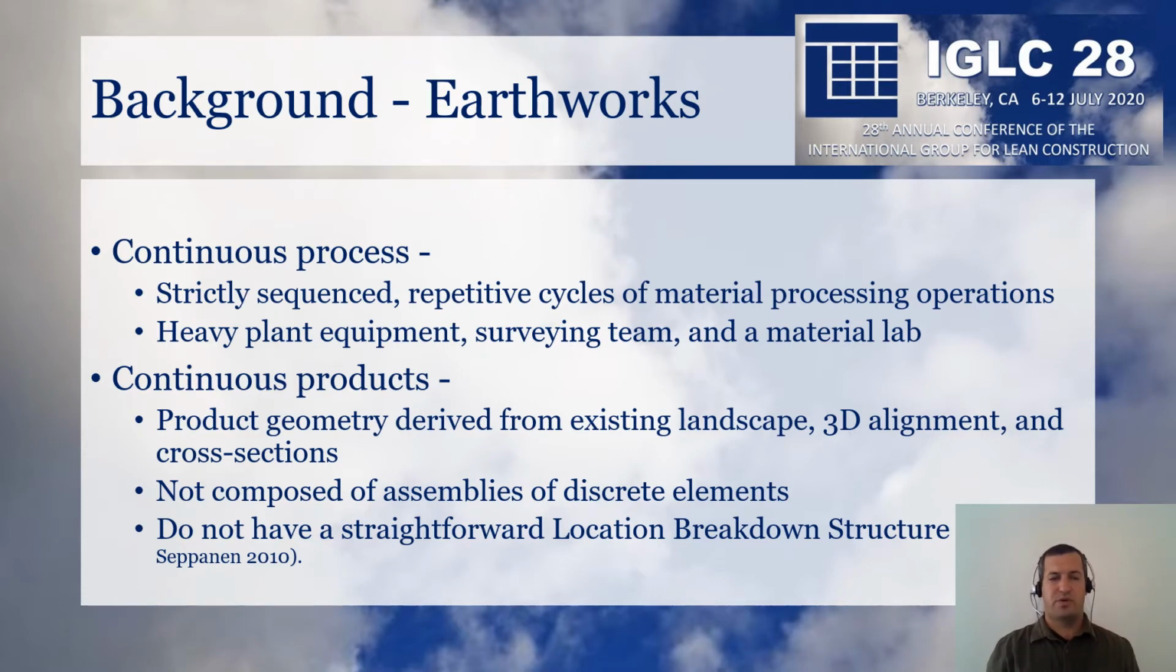Production systems in earthworks are characterized by continuous processes of material processing, usually implemented by heavy machinery with the support of a surveying team and a material lab, and the products are continuous as well. They are linked to existing geometry and 3D alignments, and at their lowest level of hierarchy in the location breakdown structure, we find a linkage to the chainage of an alignment. These characteristics distinguish the production system required for earthworks and linear projects from what we find in buildings.